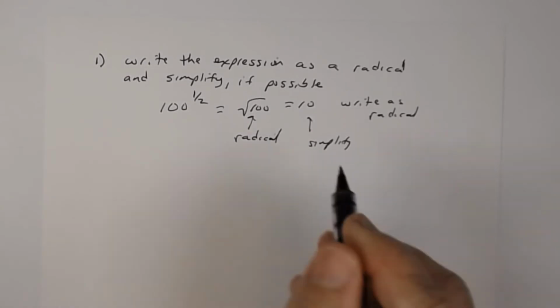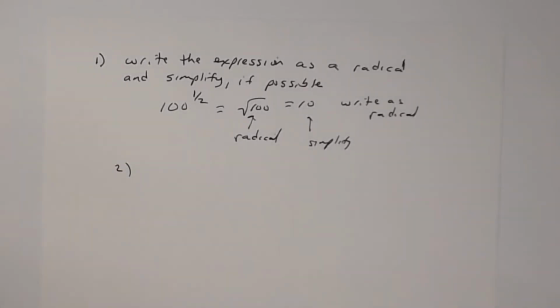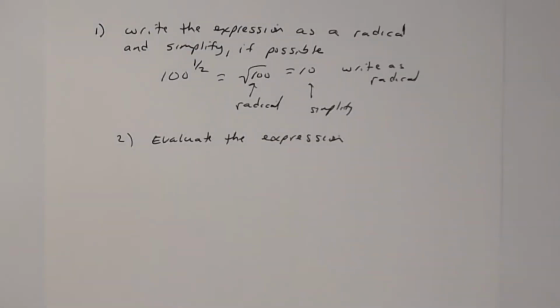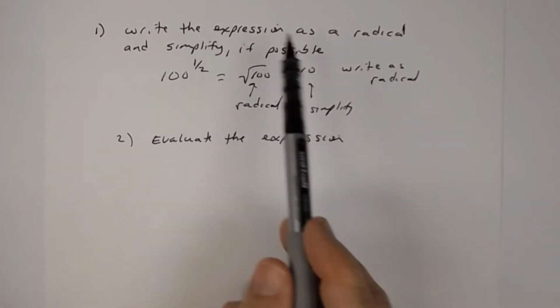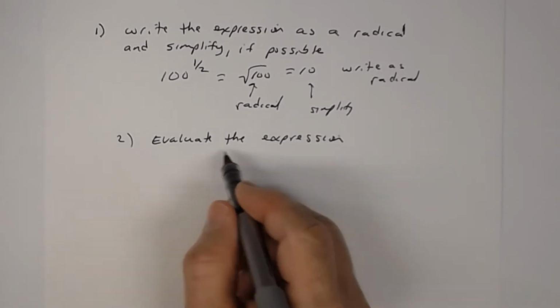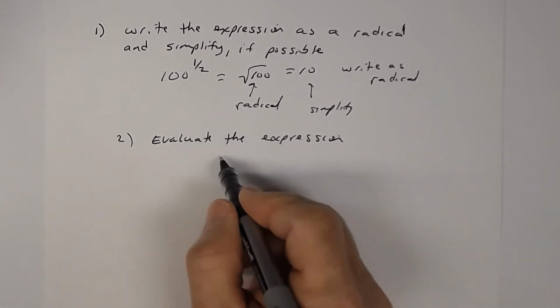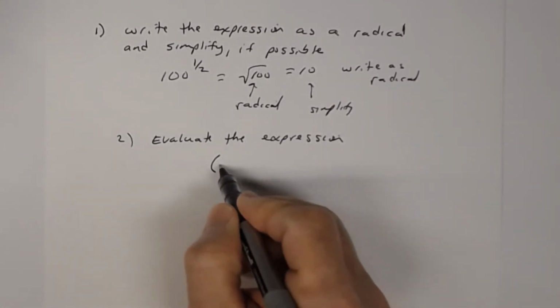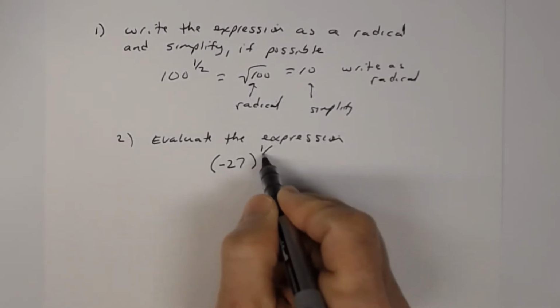Okay. All right. Number 2. Let's go to number 2. Okay, so number 2 says evaluate the expression. Now here's the expression I want to evaluate. So you see the directions, directions can be written in different ways. Sometimes the directions will just say evaluate the expression. So here's the expression. In parentheses, I have negative 27 raised to the 1/3.